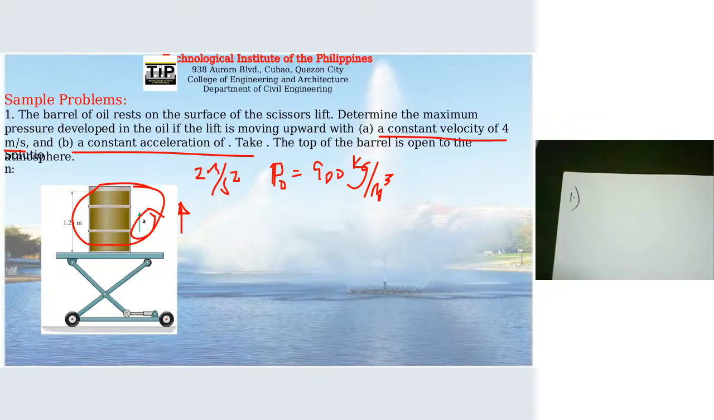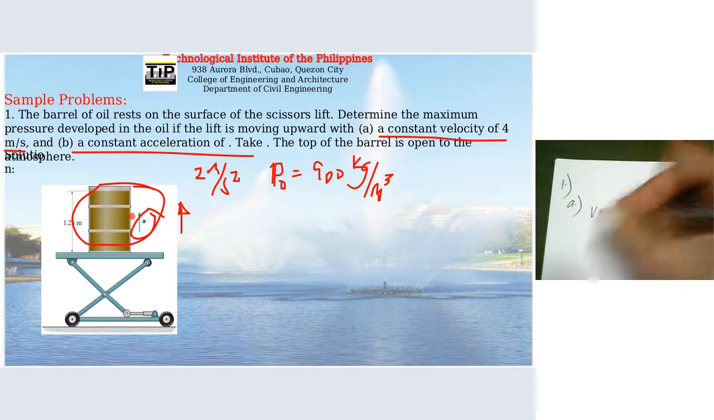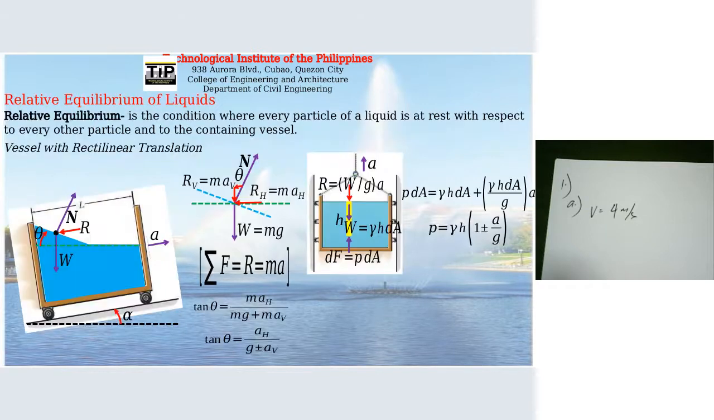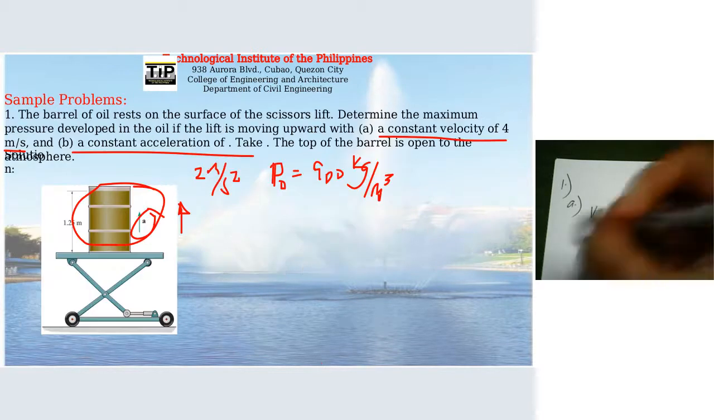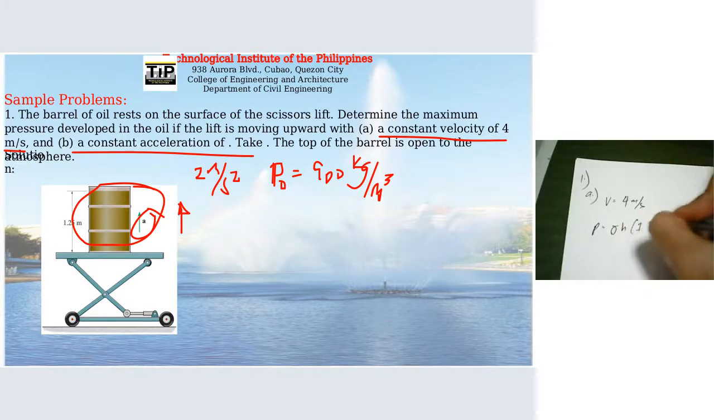Okay, let us have letter A first. It says that in letter A, the barrel has a constant velocity of 4 meter per second. Now going back to the formula that we derived earlier, we have P equals gamma H times 1 plus or minus A over G.